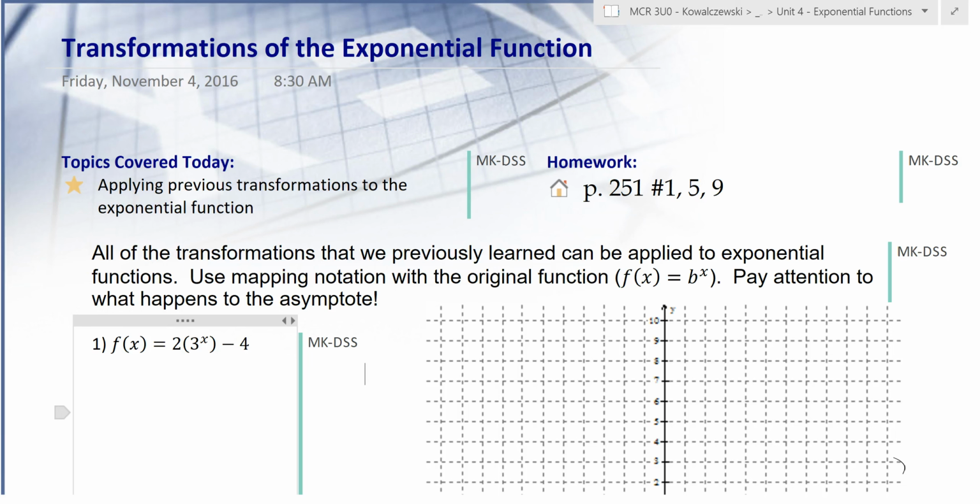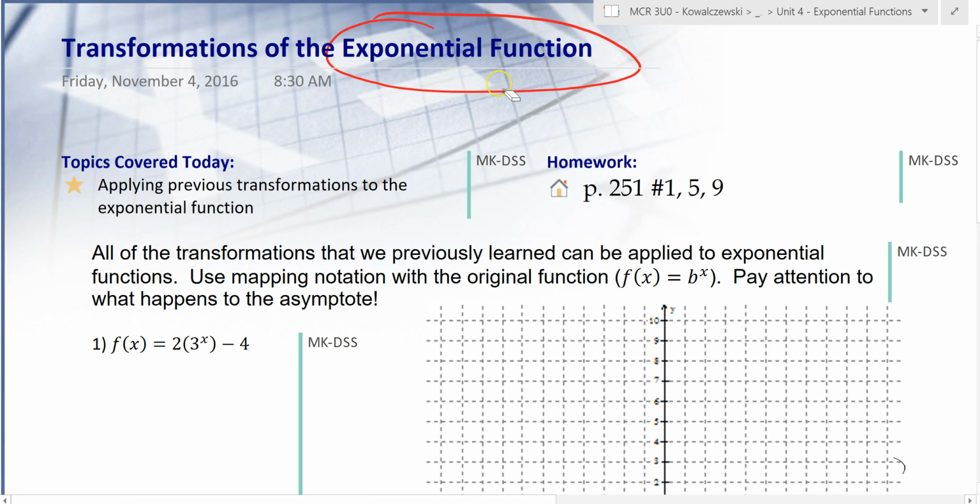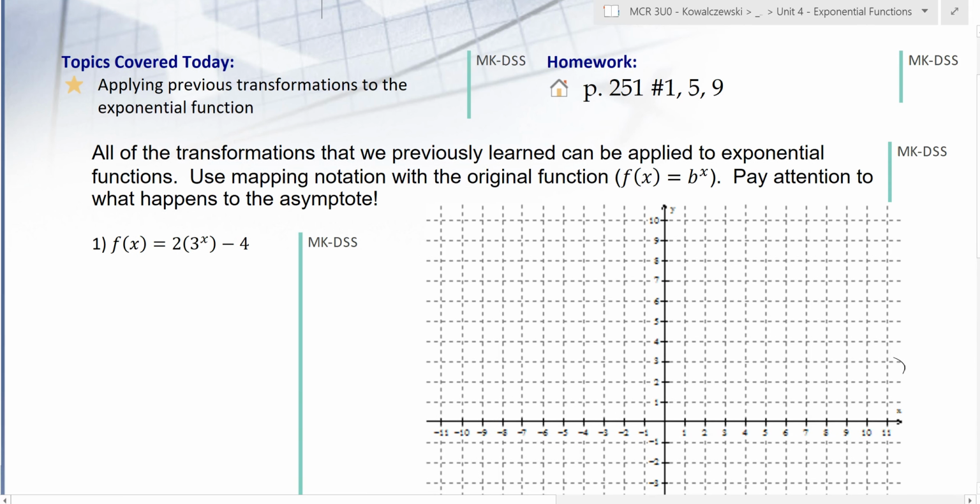All right, so it's been a while, but we're going to start with the videos again. We're going to be looking first at transformations of the exponential function. So from the exponential function that we learned about yesterday, we are now going to transform it just like we did in our second unit, transformations of functions. We're going to use mapping notation just like we did before, but we have to apply it to the exponential function. Now, the exponential function, so in this first example, it would be 3 to the power of x.